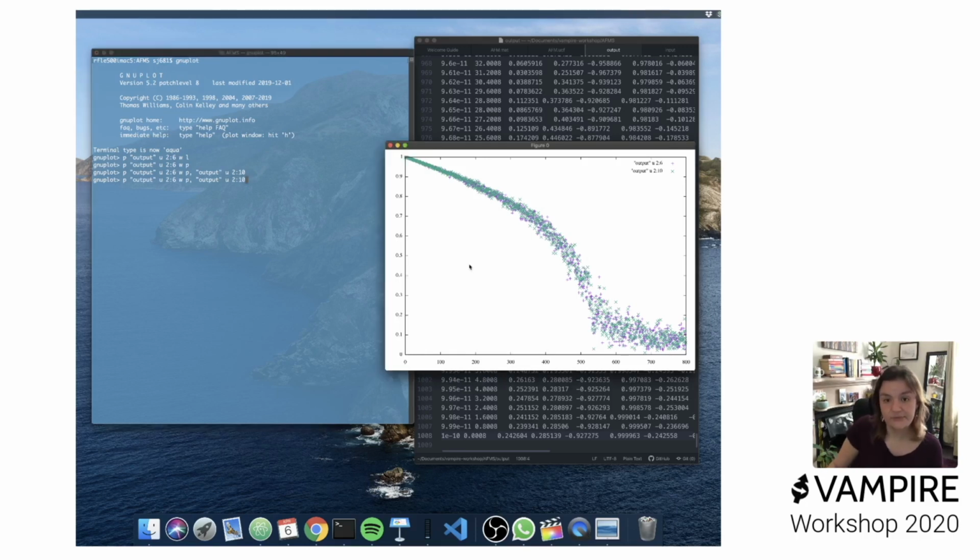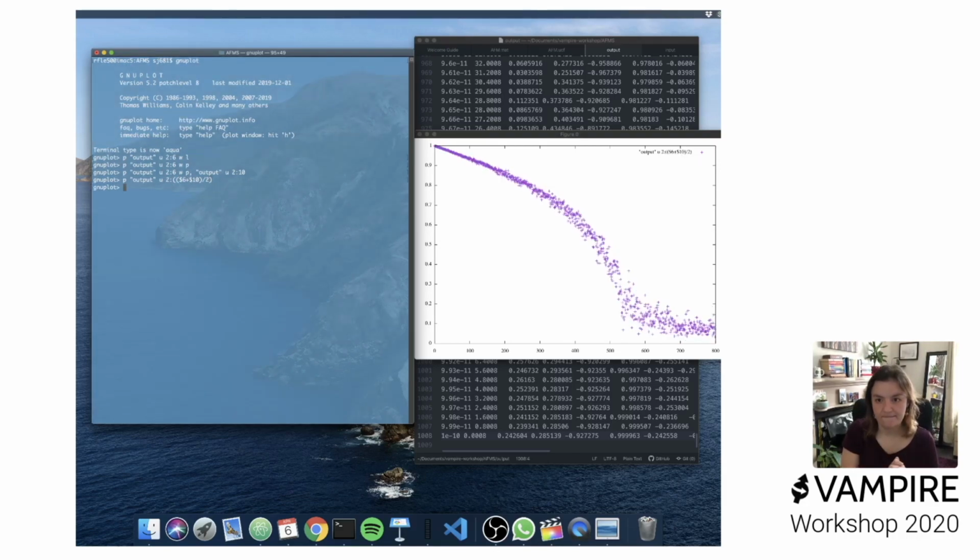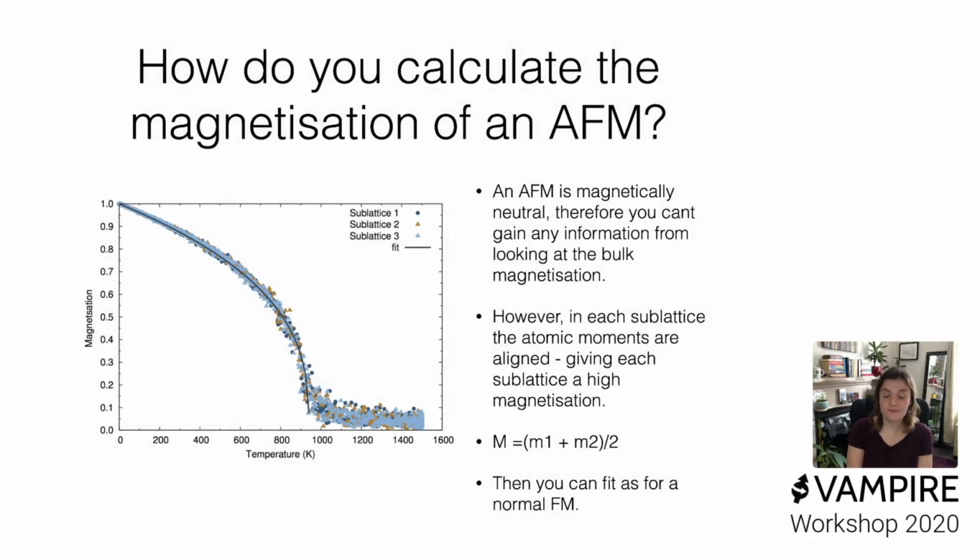So what we normally do for an antiferromagnet is take the average of the 2 sublattices. So instead of plotting them separately, we take an average, so column 6 plus column 10 divided by 2. As we know, antiferromagnets are magnetically neutral, so if we just added the magnetization of the 2 sublattices, it would go to 0.